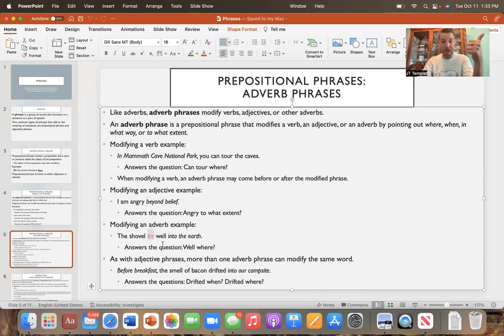Shovel is our subject. What is it doing? Bit, simple verb. Well is an adverb describing bit, and into the earth is modifying well. So it's an adverb modifying an adverb. As we talked about with adjective phrases, more than one adverb phrase can modify the same word. Before breakfast, the smell of bacon drifted into our campsite. Both of these are modifying, because drifted when? Before breakfast. Where? Into our campsite. Both of these are modifying drifted.